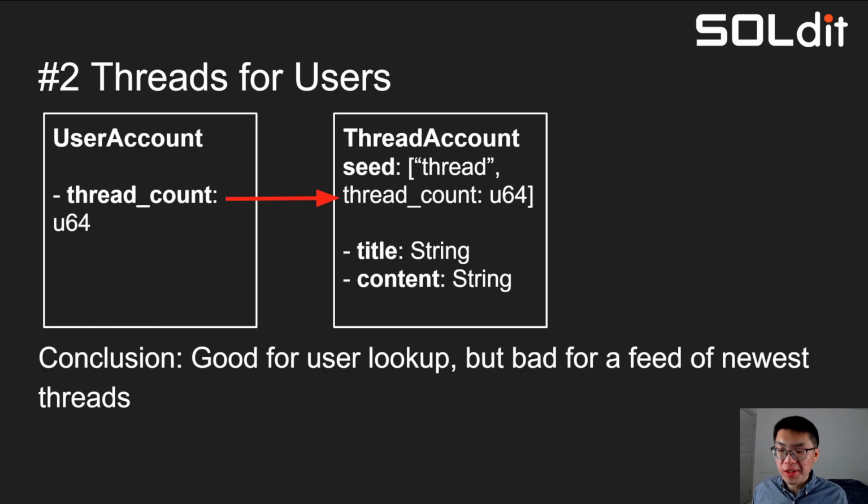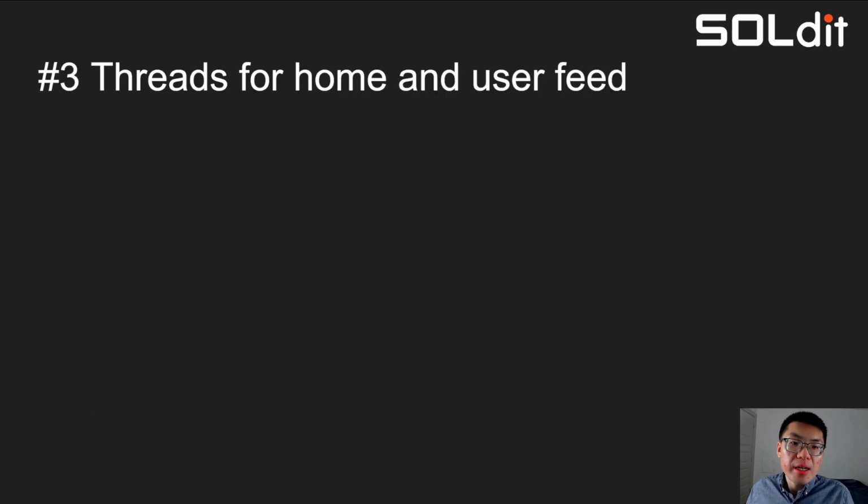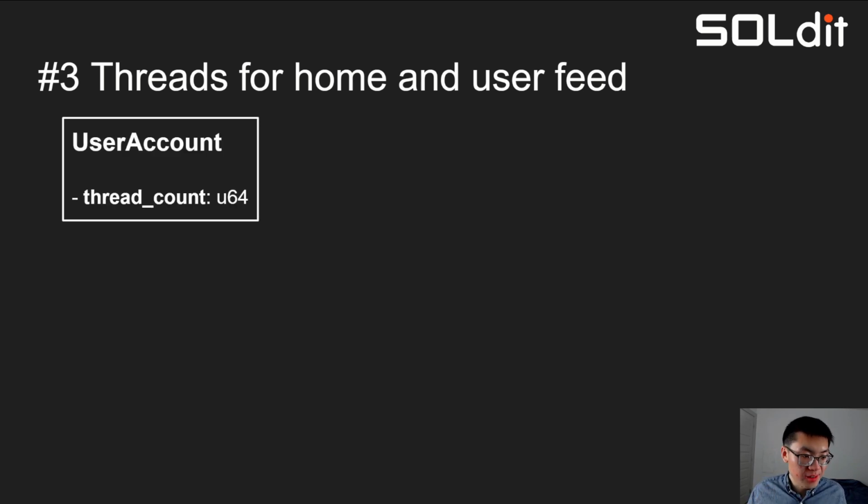It's good for user lookup, but it's bad for a feed because we don't have a way of knowing what the order is. So how can we get a solution that works for both a home and a user feed? So let's take a look. The quick TLDR is we kind of just combine them together. So let's look at the user scenario. We'll do the same thing as we did earlier.